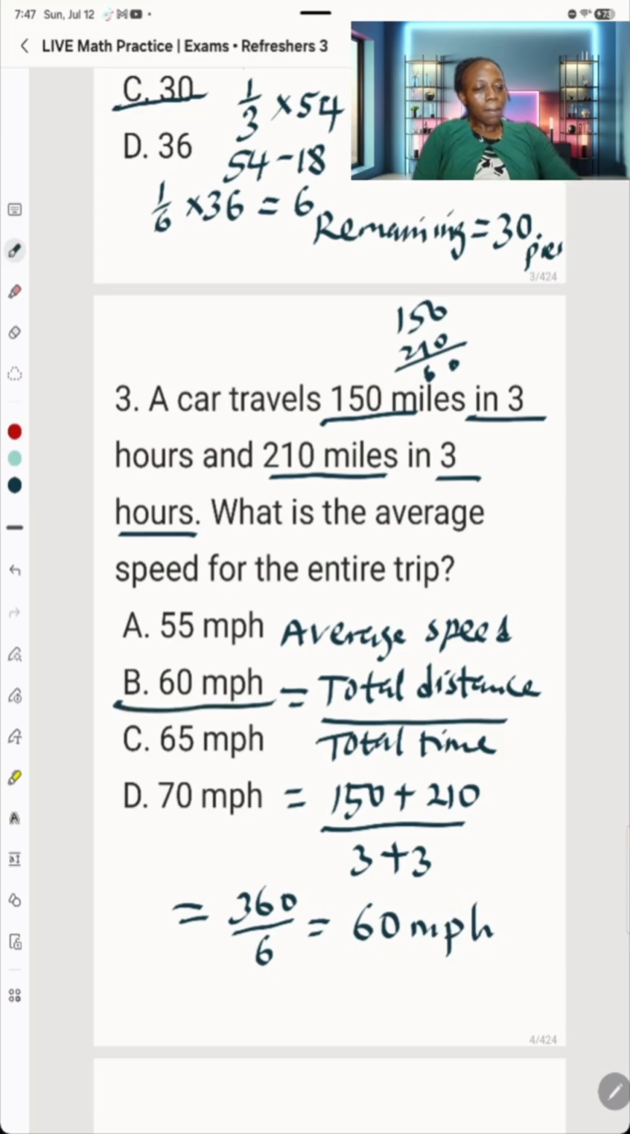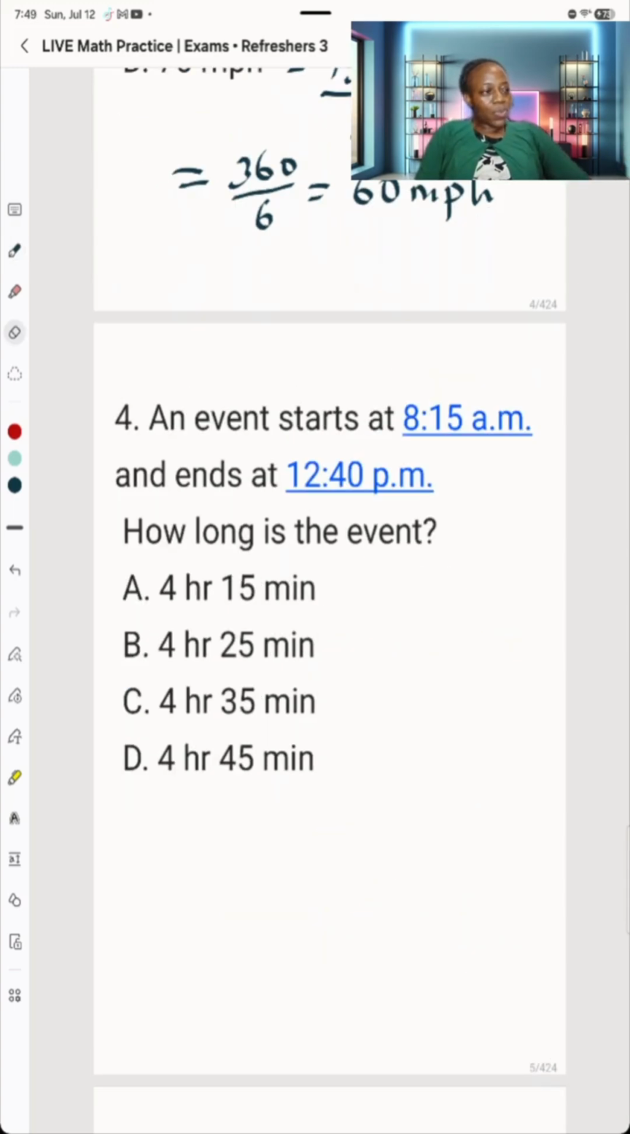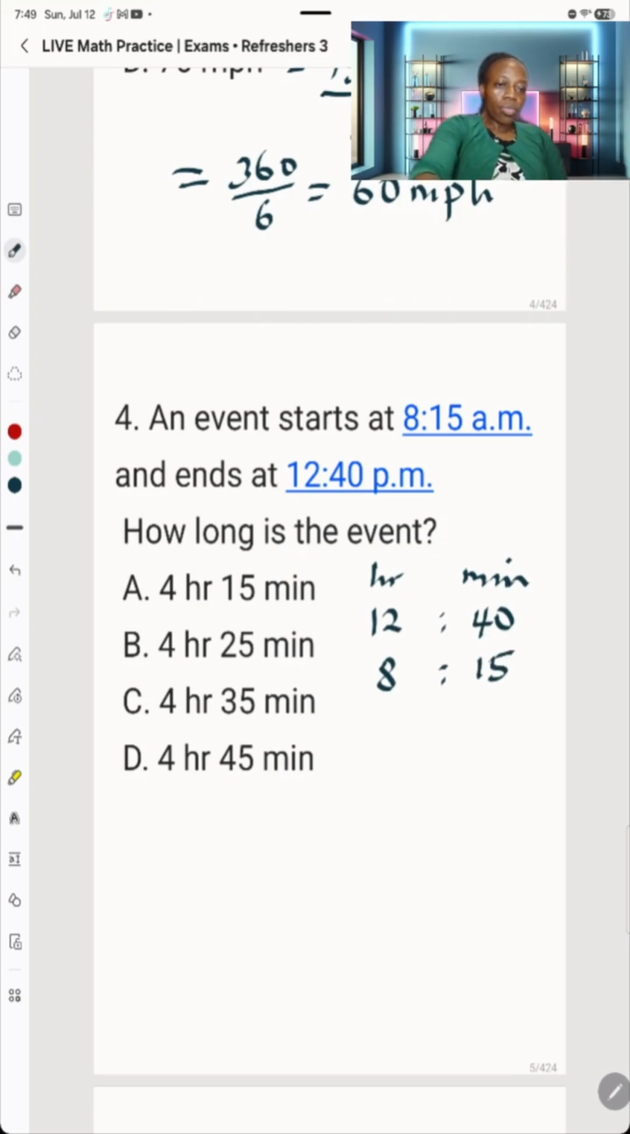An event starts at 8:15 a.m. and ends at 12:40 p.m. How long is the event? We want to know the difference between them. So write the one that has to do with hours and minutes: 12:40, then 8:15. So 40 minus 15, that is going to be 25 minutes.